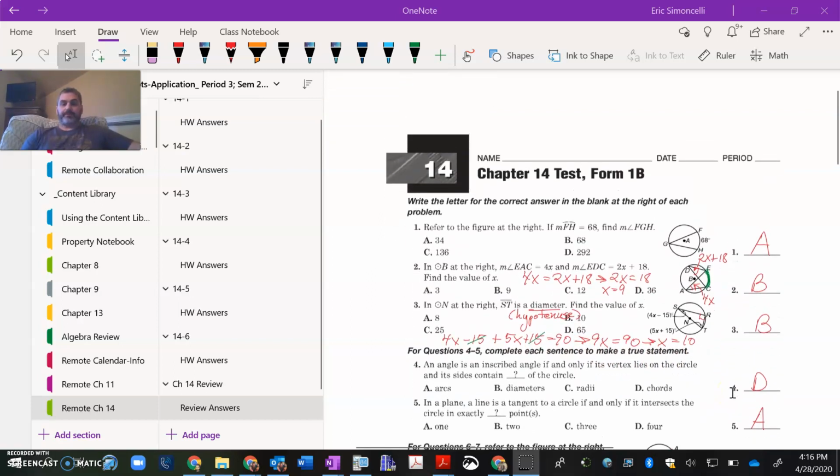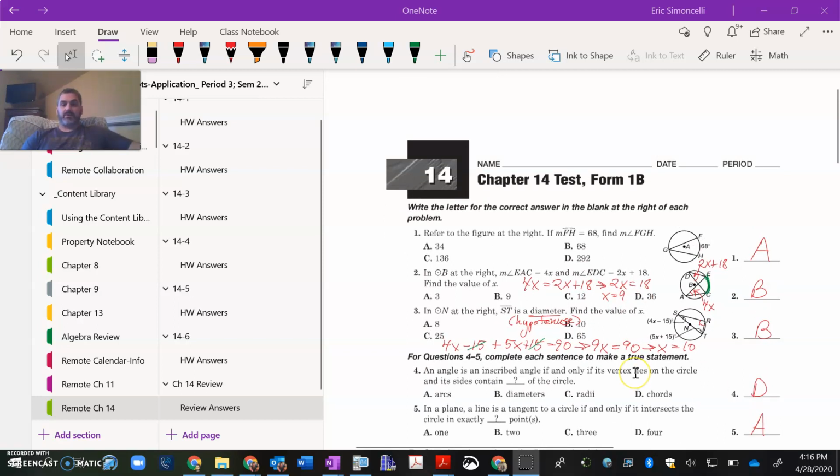Number 4, and then 5 as well, are two interesting statements where we designate whether or not it's true. We fill in the blank to make it true. An angle is inscribed if and only if, so it goes in two directions, its vertex lies on the circle and its sides contain blank of the circle.